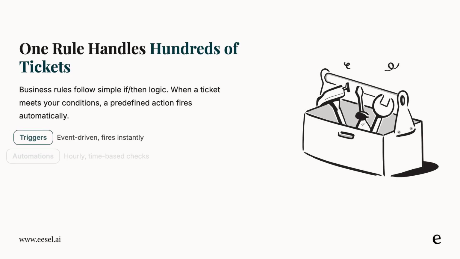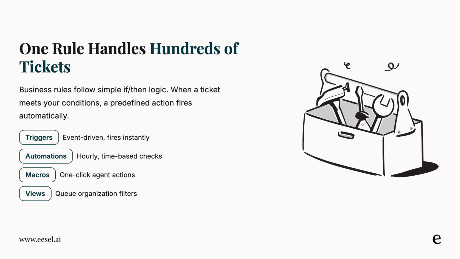Business rules follow a single idea. When a condition is met, an action fires. One rule can handle hundreds of tickets without anyone lifting a finger. There are 4 types: triggers, automations, macros, and views. And each one serves a different purpose.